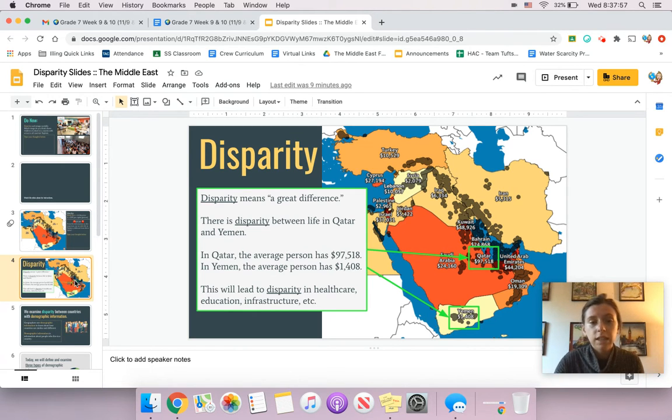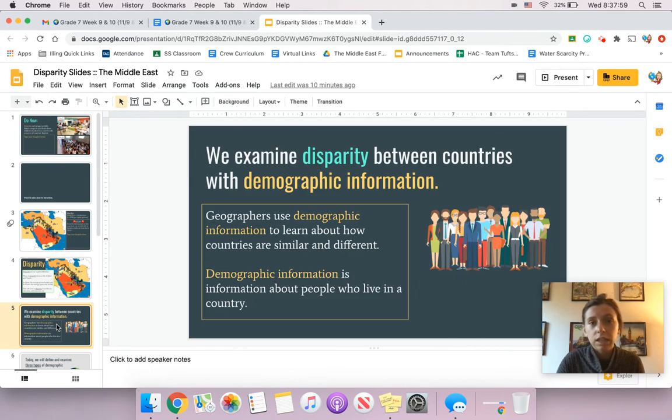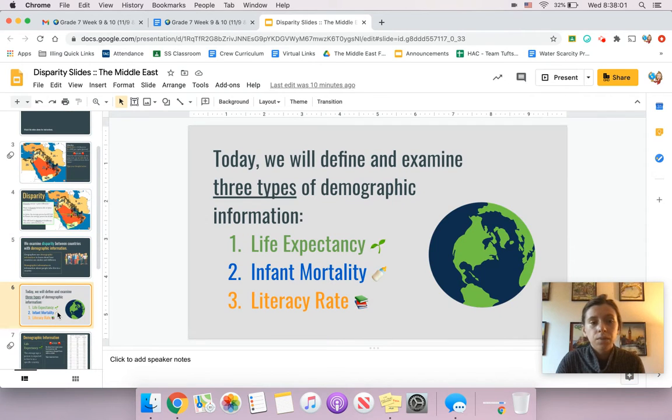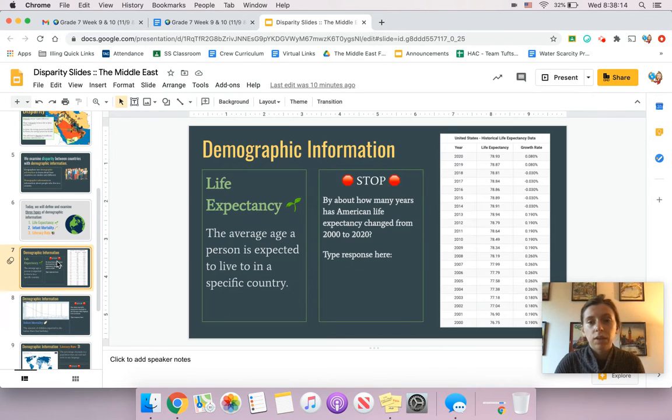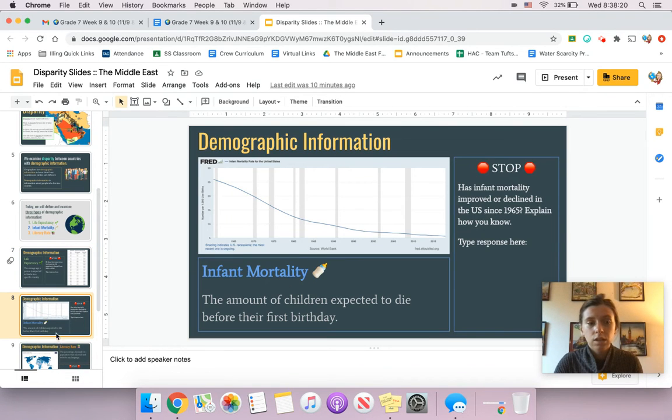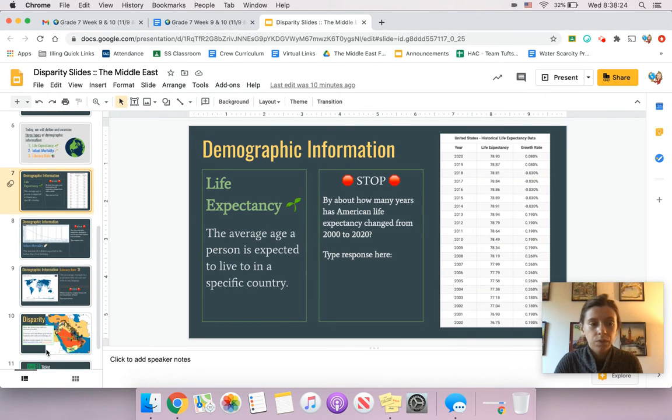Now, to complete this lesson, you need to carefully read each slide. You're going to be going over three types of demographic information, so information about people: life expectancy, infant mortality, and literacy rate. And all those pieces of demographic information are defined in the following slides. Again, notice that you have stop questions. For these questions, you need to look at the graph or chart provided to you.